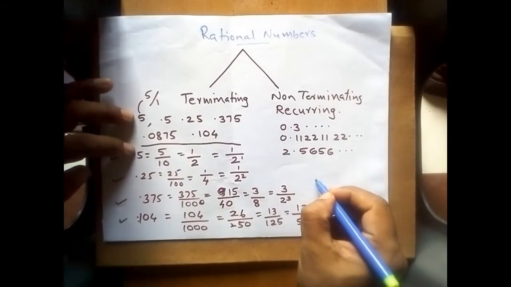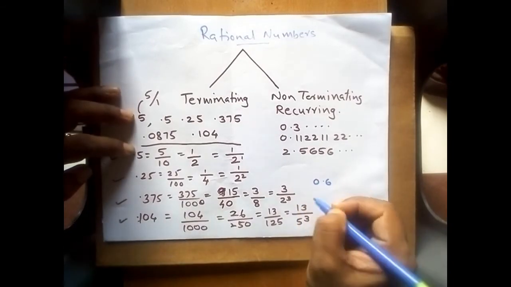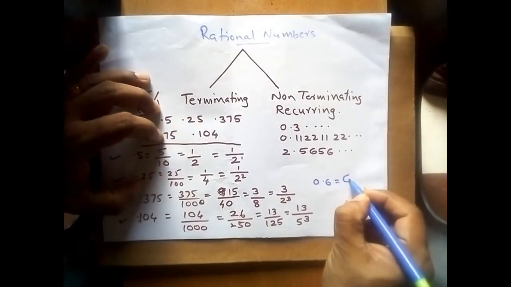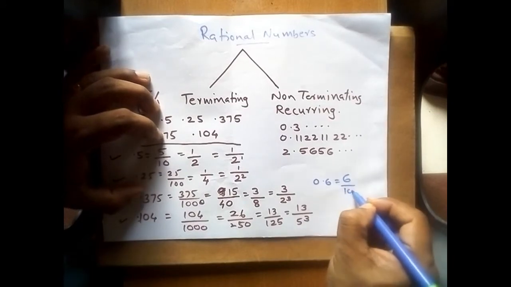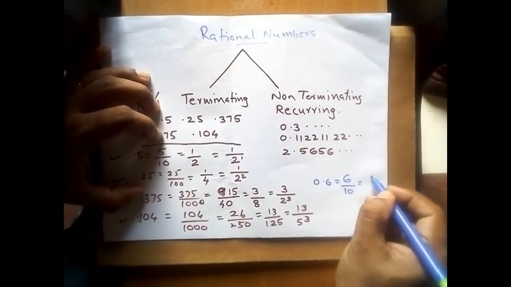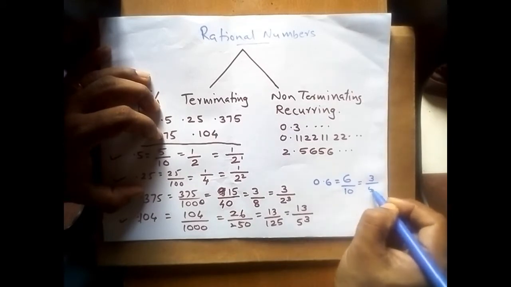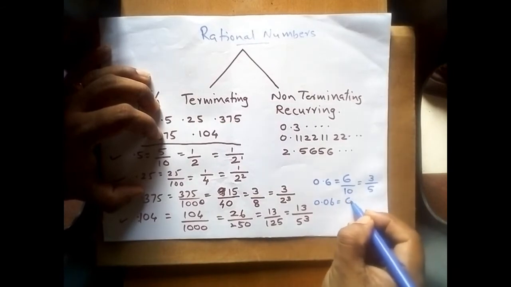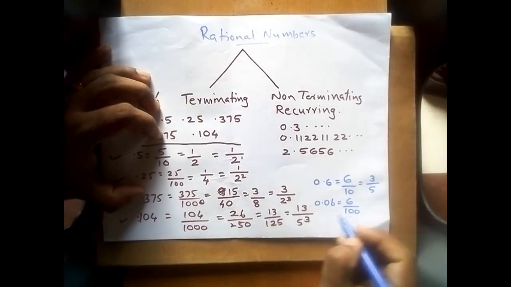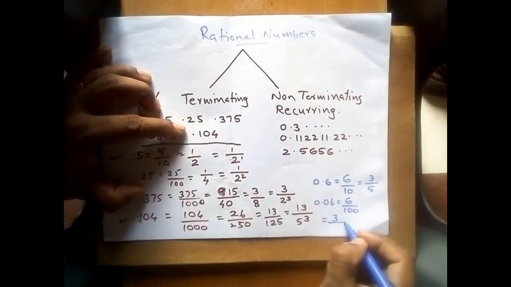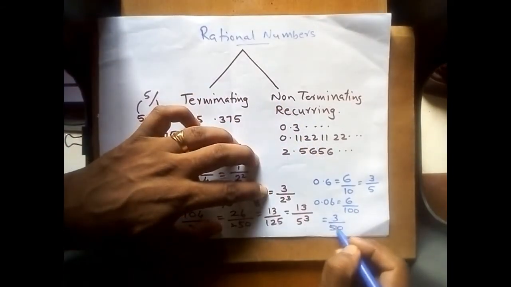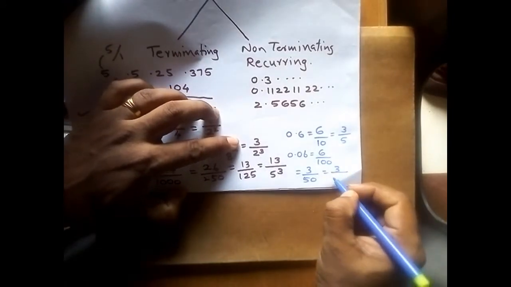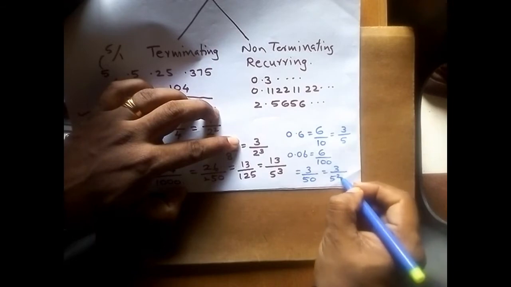Take another number, 0.6. 0.6 is equal to 6 divided by 10, which is equal to 3 divided by 5. 0.06 is 6 divided by 100, which is equal to 3 divided by 50, which is equal to 3 divided by 5 square into 2.